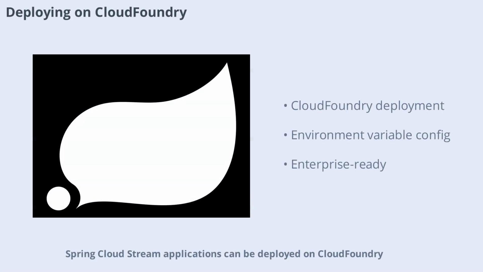Spring Cloud Stream applications can be deployed on Cloud Foundry, leveraging environment variables for configuration. This enables seamless integration with cloud services and simplifies deployment in enterprise environments. The framework's flexibility ensures compatibility with various cloud platforms and deployment models.